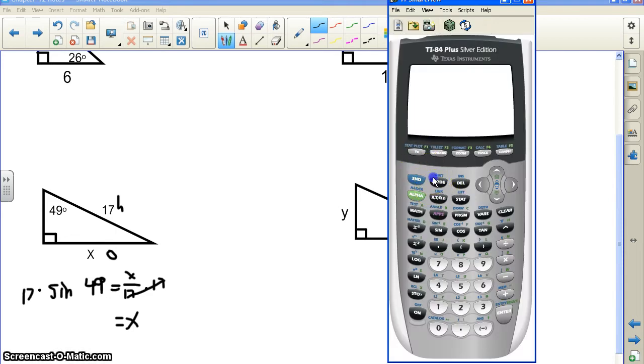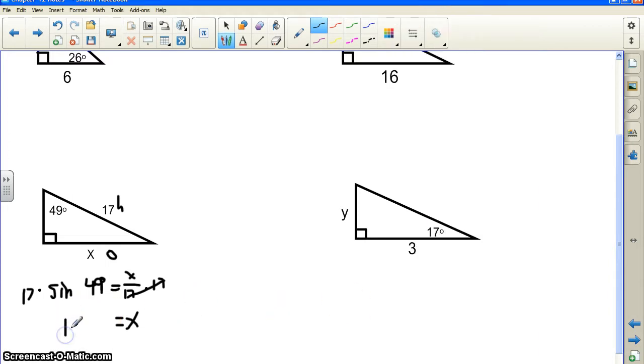Don't forget, always check your mode and make sure that it is in degree mode, which ours is. Okay, so I can just hit clear to get out of there. So now I can just type in exactly like I have written there. So 17 sine of 49 degrees is 12.83. Okay, so the length of that missing side is 12.83. And that should make sense. This one should have been smaller than 17, and it was.